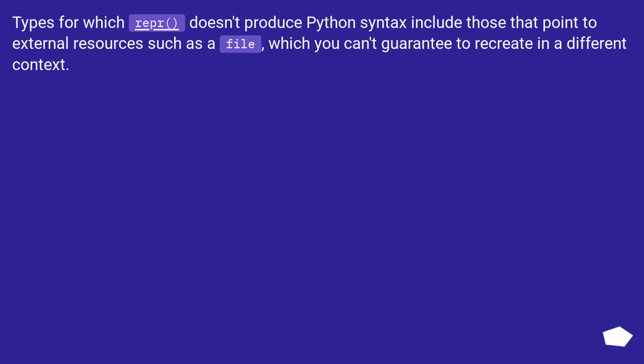Types for which repr doesn't produce Python syntax include those that point to external resources such as a file, which you can't guarantee to recreate in a different context.